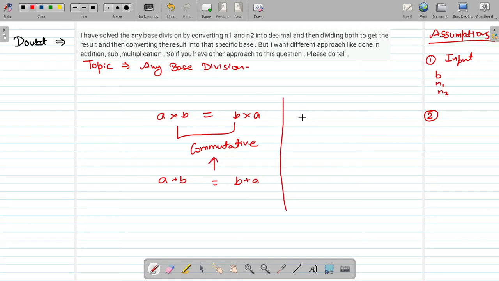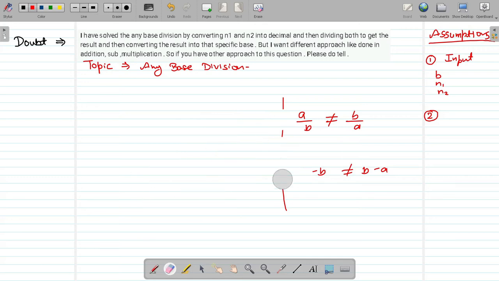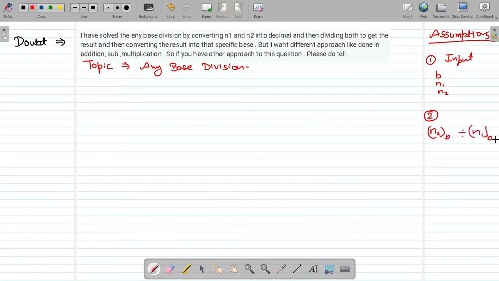On the other hand, division, a by b is not equal to b by a, and similarly a minus b is not equal to b minus a, hence these two do not follow commutative property. Okay, so we need to make a decision on what we will be doing. So I'm assuming that we will be dividing n2 from base b with n1 from base b, of base b. Okay, this is b.